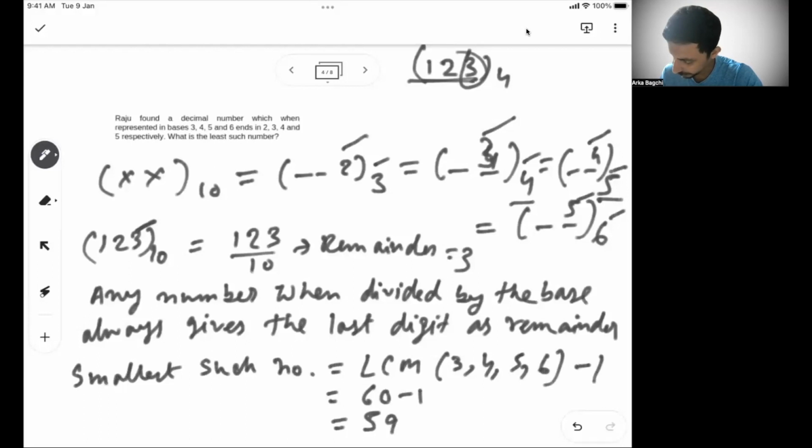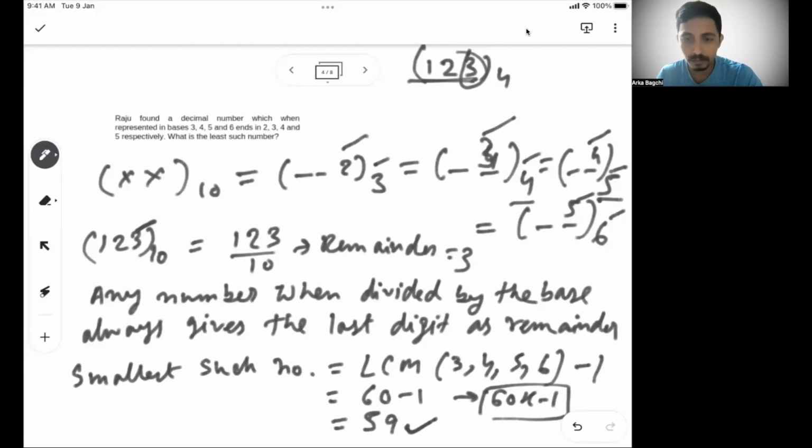Actually, you can write this in the generic form of 60k minus 1. So the next such number is 120 minus 1, which is 119. Then the next such number is 60 into 3 minus 1, 179. But the smallest such number is always the LCM minus the gap. Or you can think of this number as LCM of 3, 4, 5, 6 into k, minus 1. When k is 1, you get the smallest such number. When k is higher, you get the next set of numbers. So always remember 59 is not the only number, it's the smallest number. The next number will be 60 into 2 minus 1. The next number is 60 into 3 minus 1, and so on.